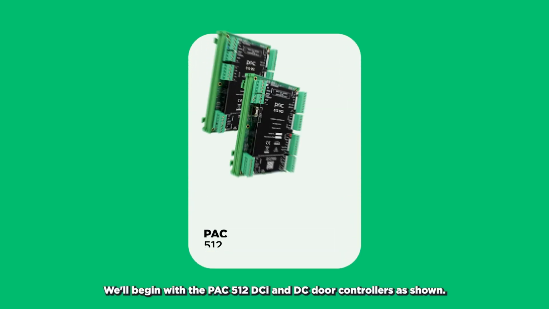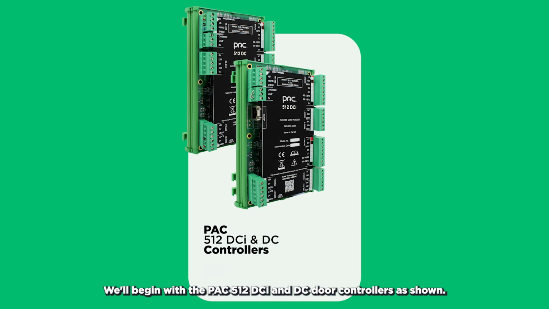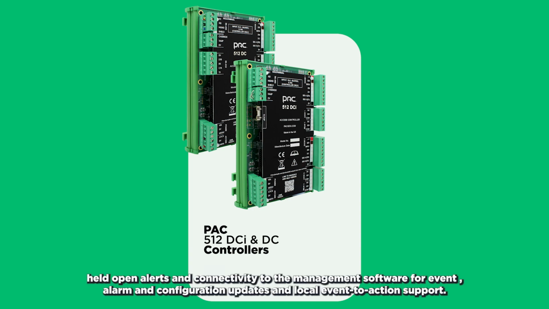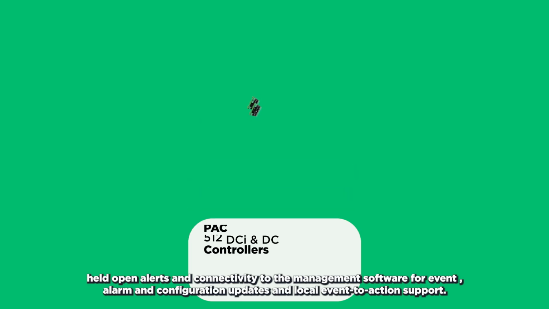We'll begin with the PAC 512 DCI and DC door controllers as shown. The PAC controllers provide the intelligence and core control functions, including validating access requests via connected readers or RTE devices, lock control, door contact monitoring including forced and door held open alerts, and connectivity to the management software for event, alarm and configuration updates and local event to action support.